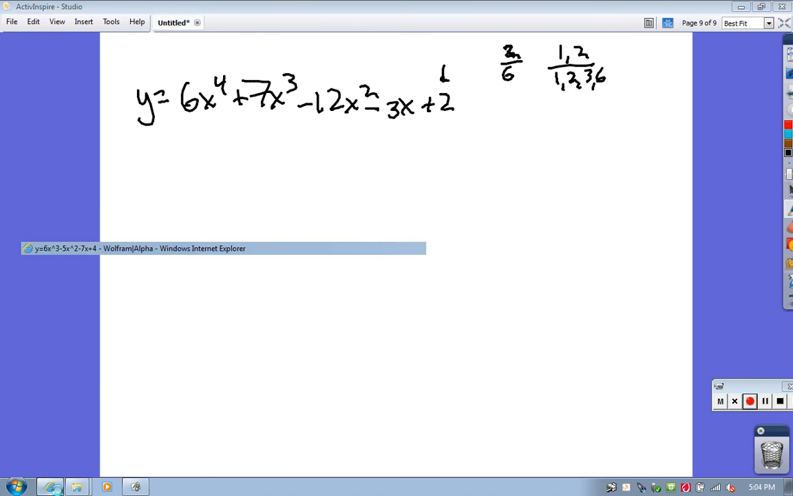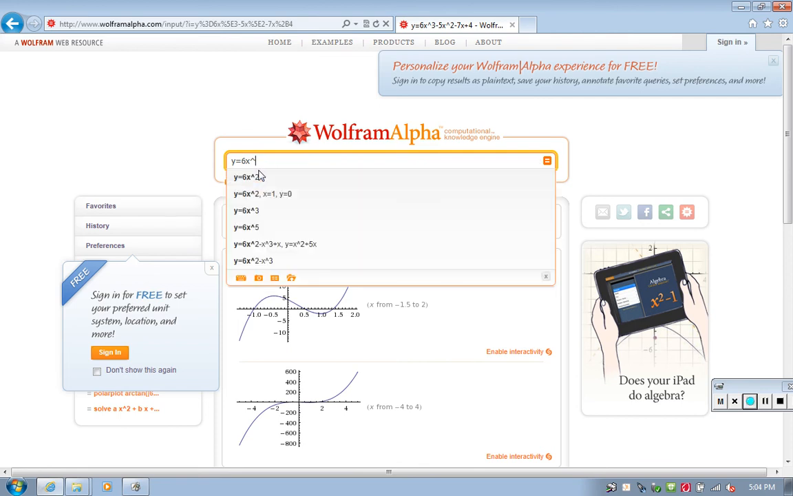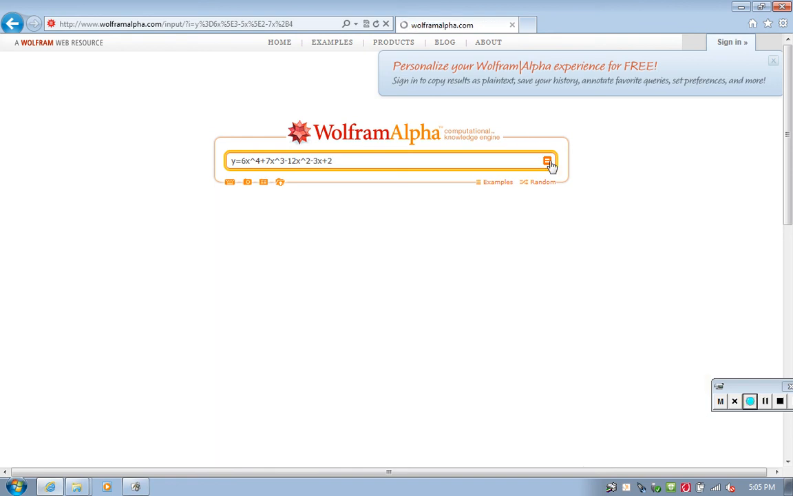So let me see if I can get a little decent graph of it. It was 6x to the 4th, plus 7x cubed, minus 12x squared, minus 3x plus 2. You could do this on your graphing calculator. Get some decent shape for this thing.